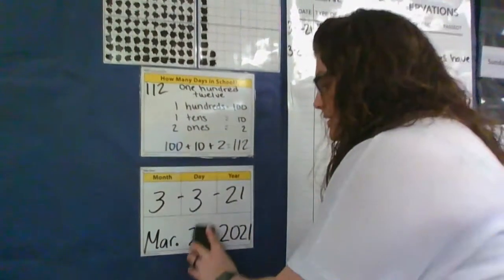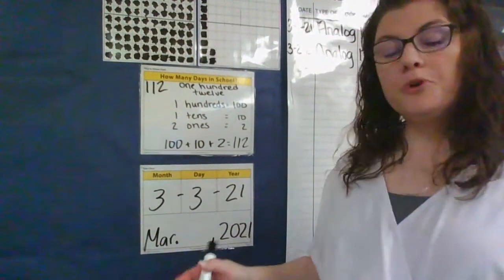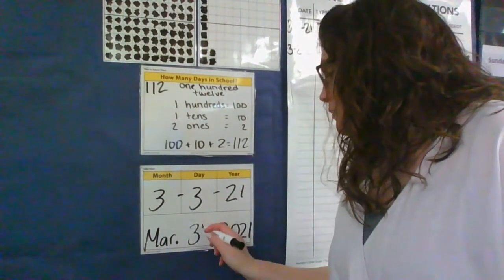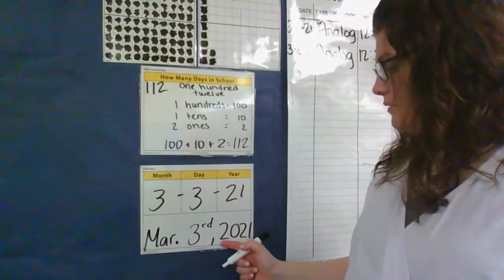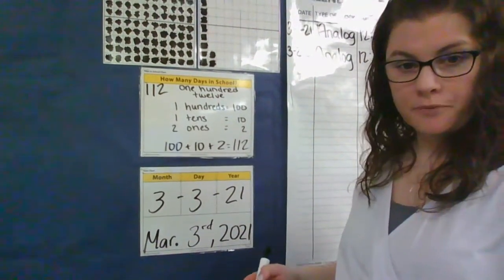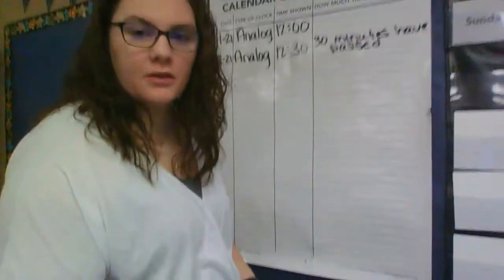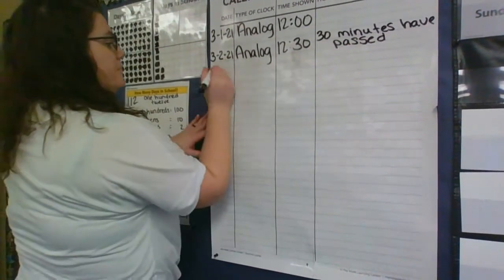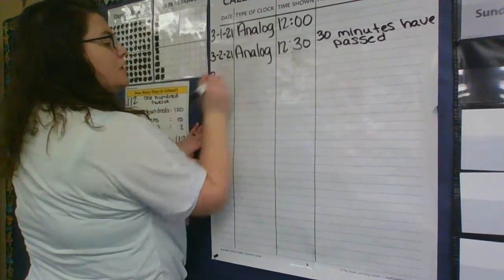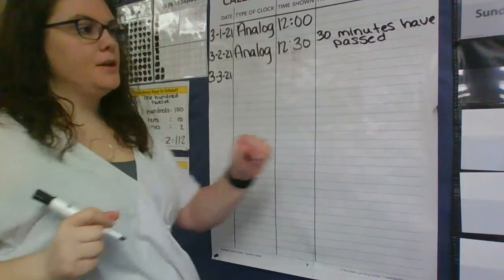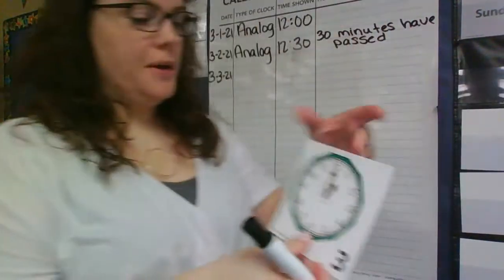If you want to feel fancy and do it the long way, March abbreviated or shortened is MAR. We'd write this as the 3rd, and the full year is 2021. Let's go practice writing the date down on our observation chart. Sorry for the wiggles and jiggles. There we go. Let me get a little closer so we can see. Okay, shout it out. What's today's date? 3-3-21. Good.